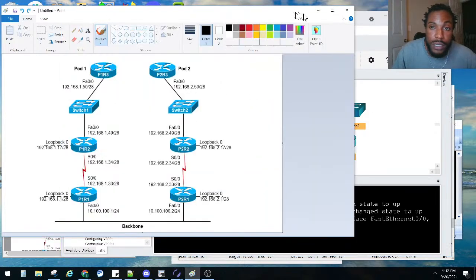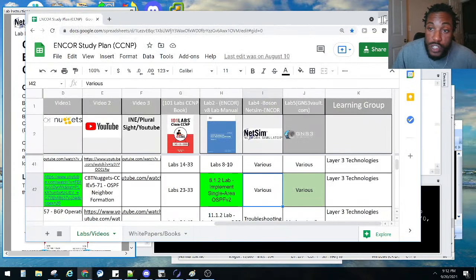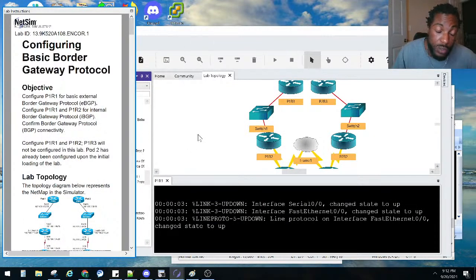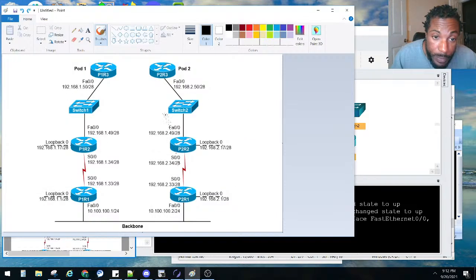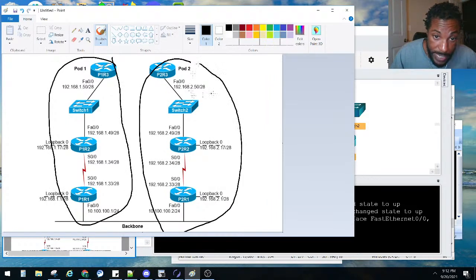What else they said here? Configure P1R1 and P1R2 for internal BGP. Remember, there's internal BGP and external BGP. Internal is what we use internally within our network, and external, obviously, is for external. So we dissect this network right here. Again, this is pod 1, and this is pod 2. All of this in here is internal. So if we configure BGP within pod 1, it's internal BGP. But if we configure BGP between these two, that would be considered external BGP.